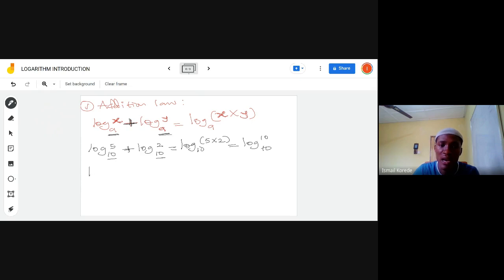Also, if I have log 25 base 10 plus log 4 base 10, I'm just going to pick the log to the common base and multiply the numbers, 25 times 4. So I have log 25 times 4, which is 100. Log 100 base 10. We'll come back to the solution to this. It still has a further solution, but we haven't gotten there yet. So the addition law, that's the first law.